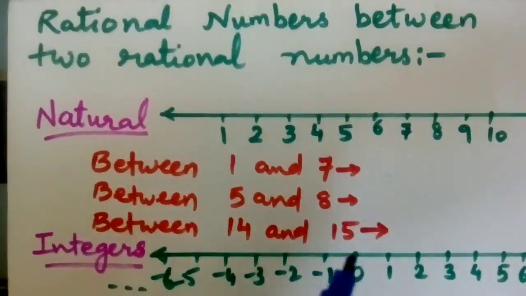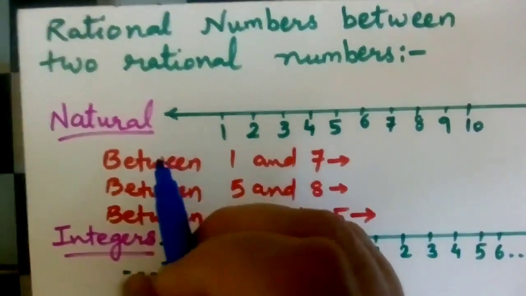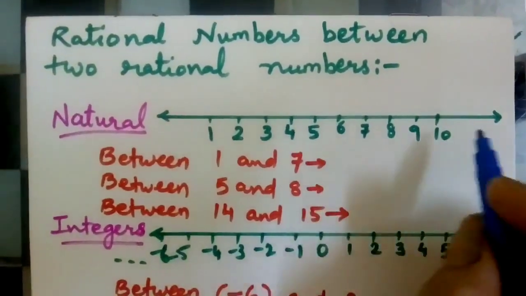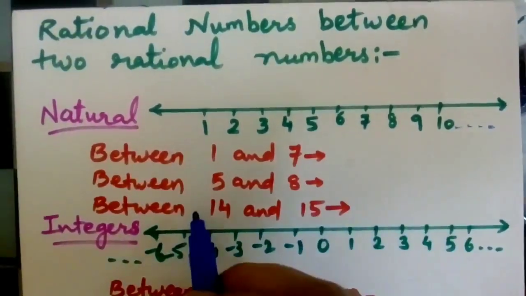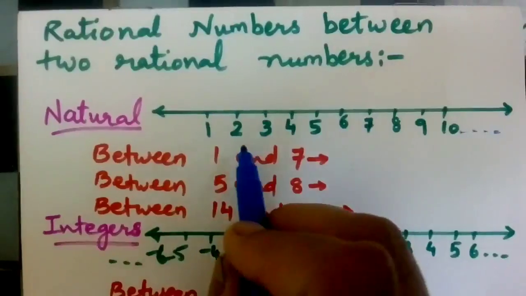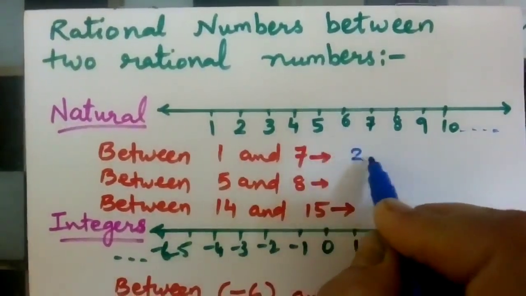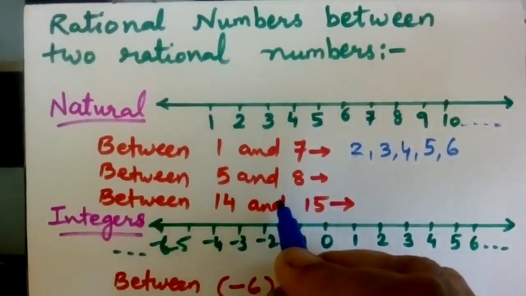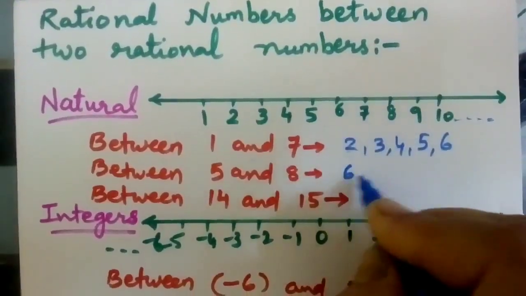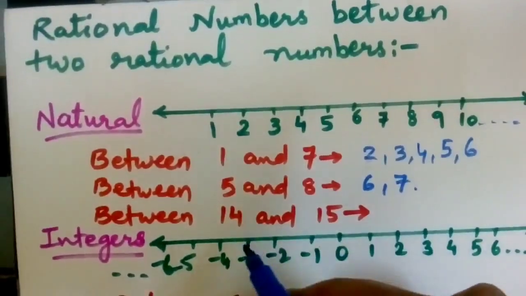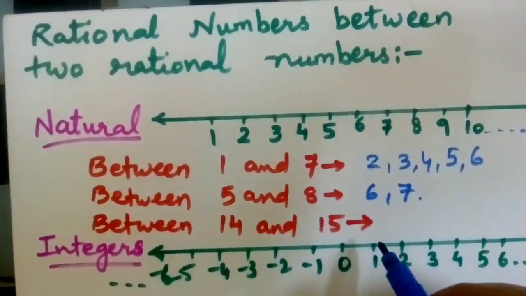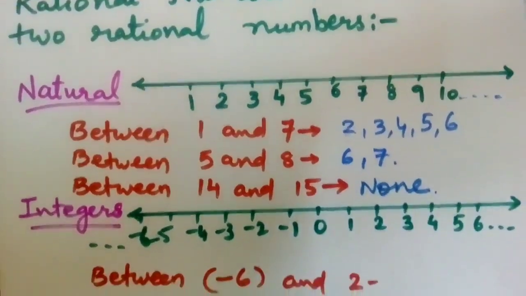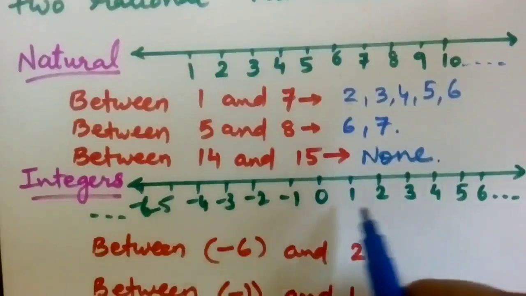Now let us study how to find rational numbers between two rational numbers. First we will see the natural numbers. The natural numbers are 1, 2, 3, 4, 5, 6, 7, 8, 9, 10 up to infinity. The numbers between 1 and 7 are 2, 3, 4, 5 and 6. The numbers between 5 and 8 are 6 and 7. Between 14 and 15, will there be any number? No, none. Now let us see integers. Integers are 0, negative numbers and positive numbers.